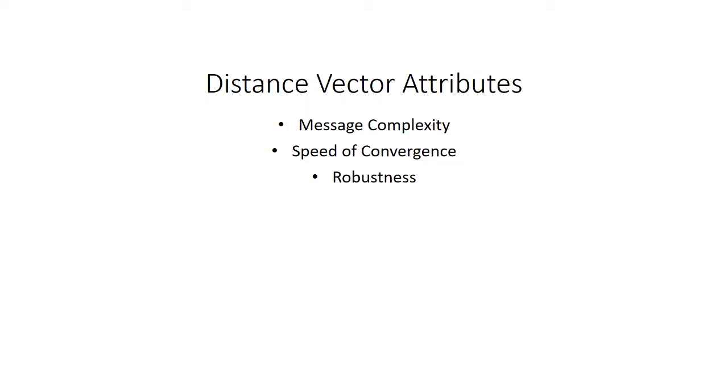Does the Poisson reverse solve the general count to infinity problem? It actually doesn't. Loops involving 3 or more nodes, rather than simply 2 immediately neighboring nodes, would not be detected by the Poisson reverse technique. Let's conclude by restating some of the distance vector attributes. In terms of message complexity, the distance vector algorithm requires message exchanges between directly connected neighbors at each iteration.